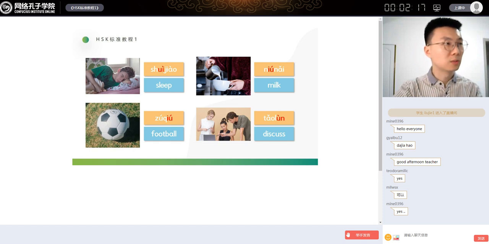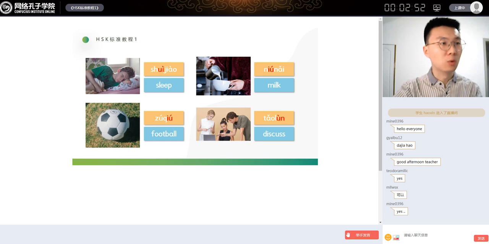Like the first one, 睡觉, 睡觉. Now we learned in last class, it means to sleep, right? And 牛奶, 牛奶, it means milk. 足球, 足球, football. 球 means something like a ball. 球, 足球, and basketball we can also call it 篮球, basketball, 篮球.